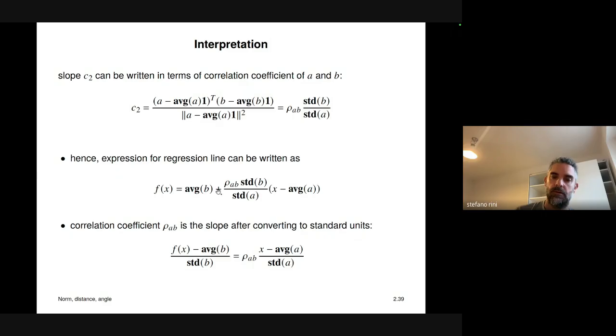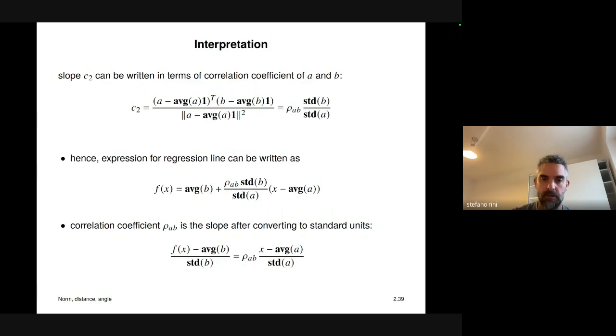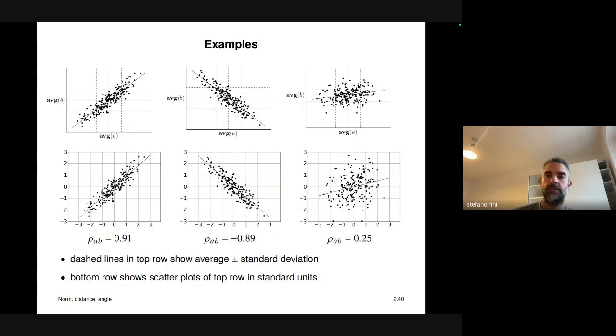Okay, so this is the coefficient, and if we set this to 0, then we get the value of the constant coefficient C1. Okay, so this is it. This is telling you that at the average value of x, your line is passing through the average value of B. Okay, very good. As we said, this is a very beautiful thing because it's a closed form solution that we don't expect to see in many other points in our life.